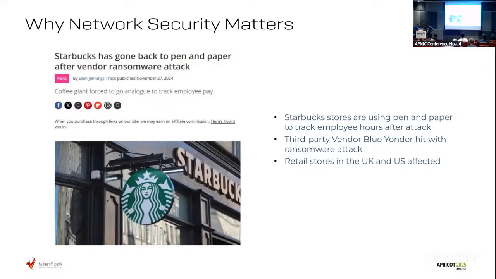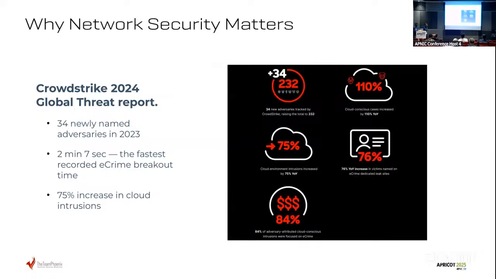Thank you for the input, Adli bhai. This slide particularly is taken from a report from CrowdStrike. They published it in the first quarter of 2024, with statistics from 2023. They found almost 34 new adversary groups in 2023, brand new, never seen in 2022. And the fastest recorded e-crime breakout was 2 minutes and 7 seconds.